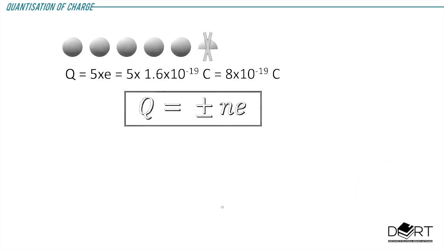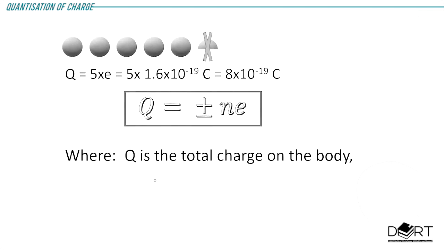So, let's look at this idea then. Therefore, we can write that the total charge on a body must be equal to an integer times the charge on an electron. Now, the plus or minus sign means if you're going to add electrons to the body, you would get negative charge. Whereas, if you take away electrons from the body, you would end up giving a positive charge to the body.